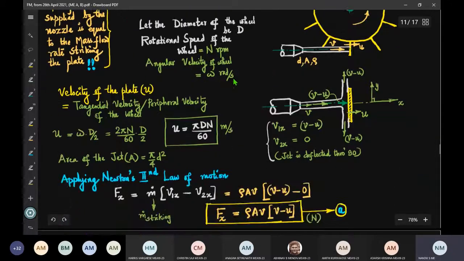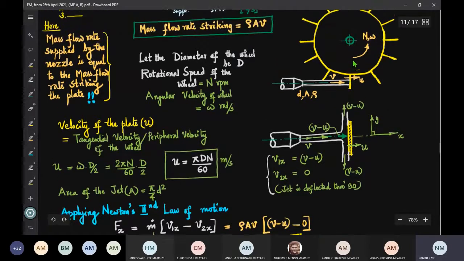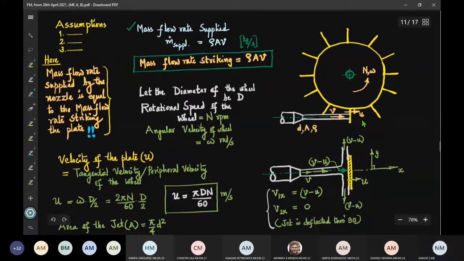So now we will consider the remaining part. What is the velocity of the plate? See, the velocity of the plate here is U, and that is actually the peripheral velocity, or tangential velocity, of the wheel, or velocity of the plate. You can say like that. If the wheel has diameter capital D, because for the jet we take a small d as diameter, and area of the jet is capital A, density is rho, with all the usual three assumptions, rho AV is the mass flow rate supplied as well as mass flow rate striking in this case.